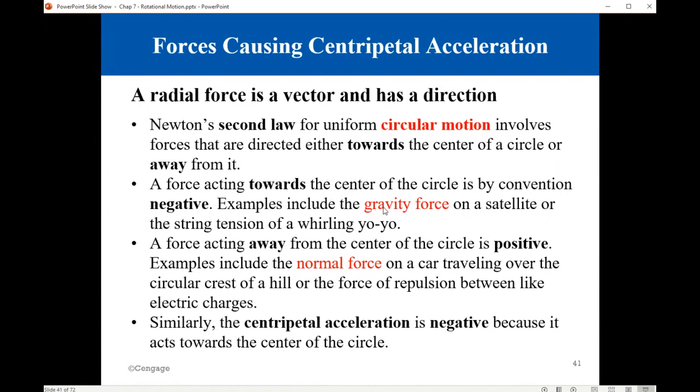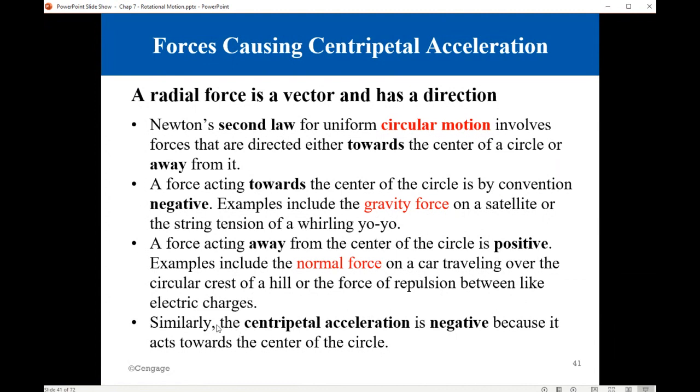On the other hand, if the force is away from the center, the direction of the force will be positive, like the normal force on a car traveling over a circular crest of a hill, or the force of repulsion between like electric charges, that would be positive.